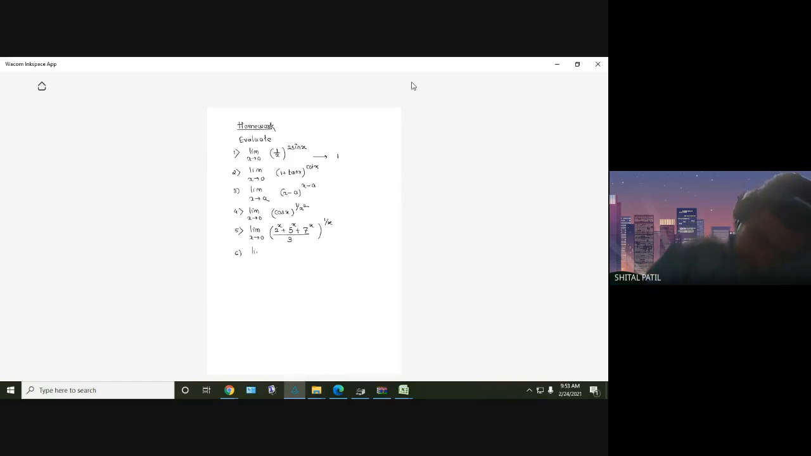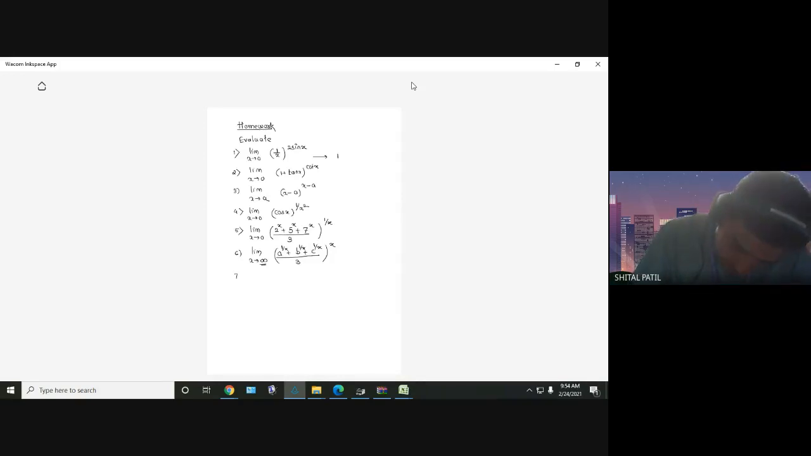Sixth, limit x extends to 0, a raised to 1 upon x plus b raised to 1 upon x plus c raised to 1 upon x divided by 3, x extends to infinity. Please make sure that it is raised to x. Same as previous example. We solved one example of this type before some time. Same, only in that case the limit was x extends to 0. Here limit x extends to infinity.